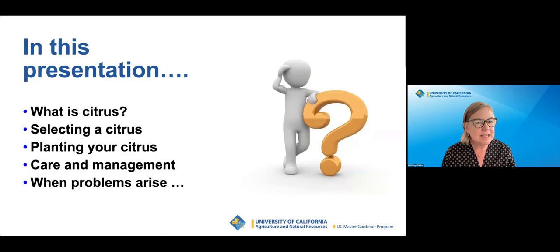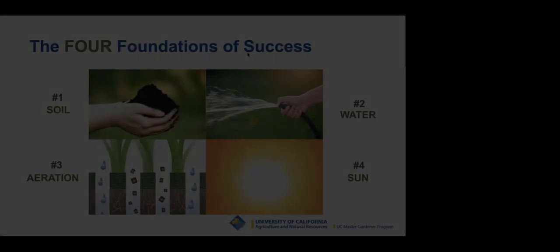I've divided the presentation into 5 pieces. We'll first talk a little bit about what is citrus, then how to select your citrus, putting it in the ground or putting it in a container, planting it and putting it on its way. And then we'll take a brief break for some questions, and then we'll move on and talk about caring and managing your citrus and what to do when problems arise.